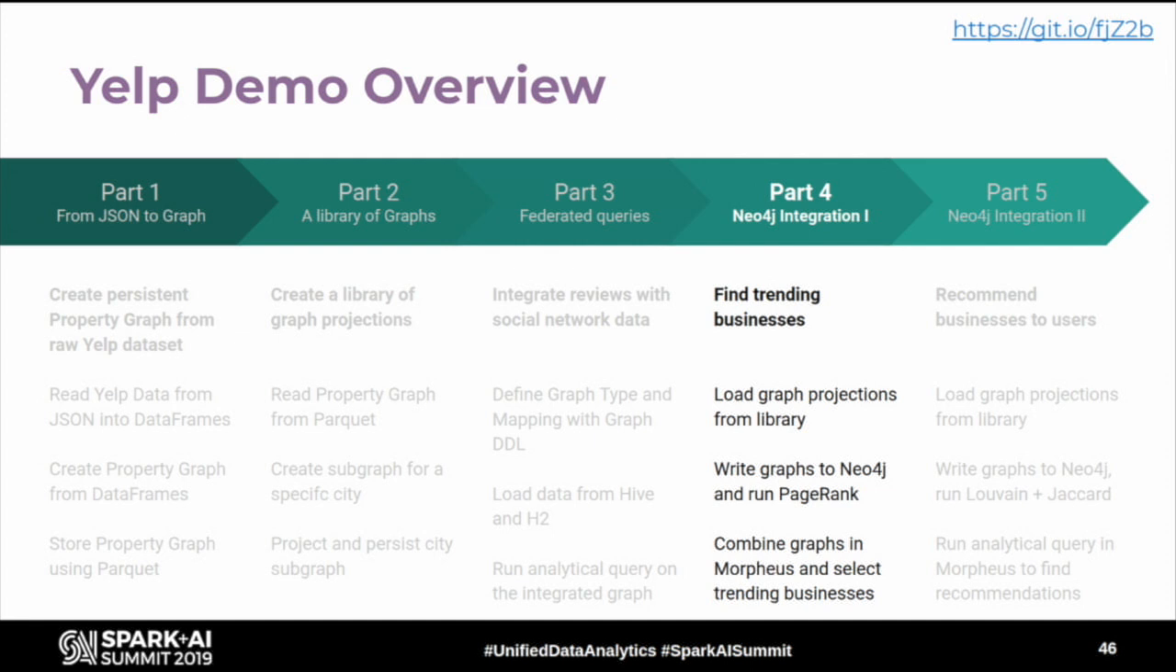So this is basically an overview of the full demo. It's kind of partitioned into five parts. On the top right, there's a link to the GitHub repo, which contains all the parts if you are interested in looking into this. We will focus on just one part of the demo, which is we want to find trending businesses using graph algorithms.